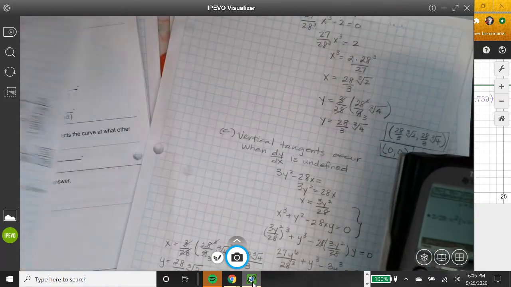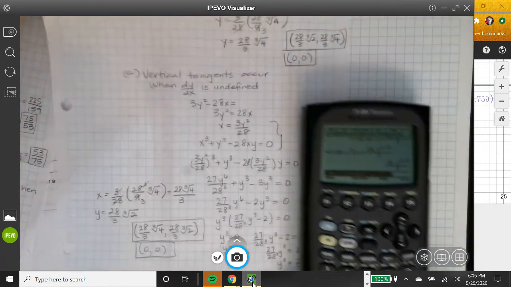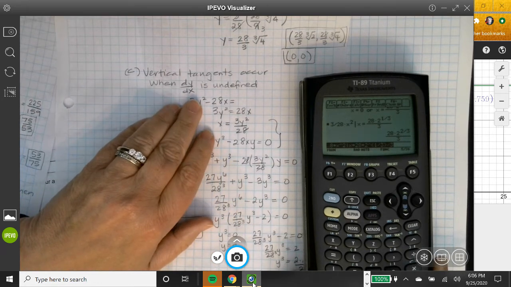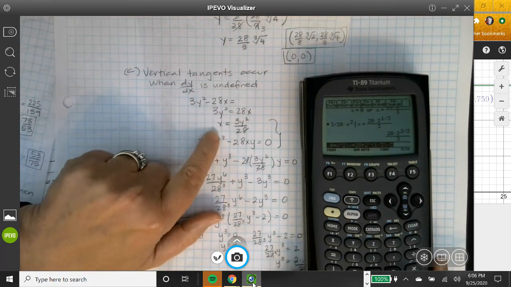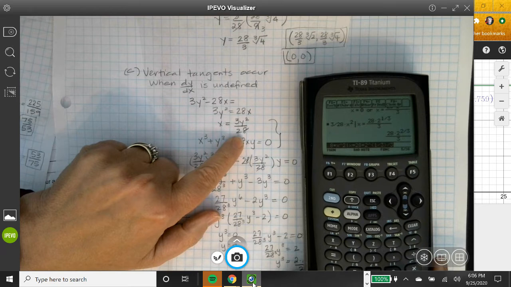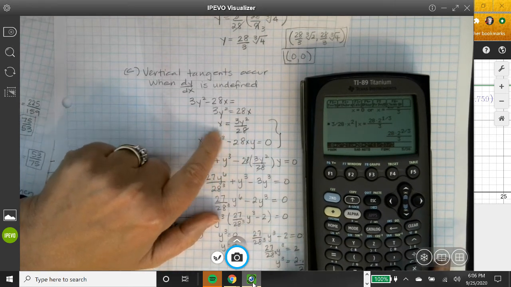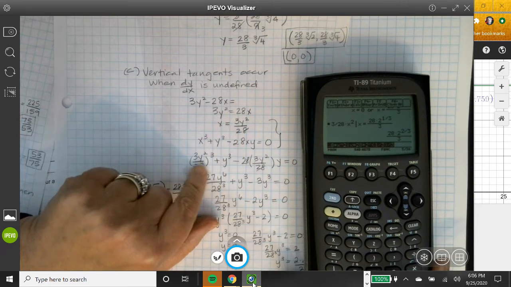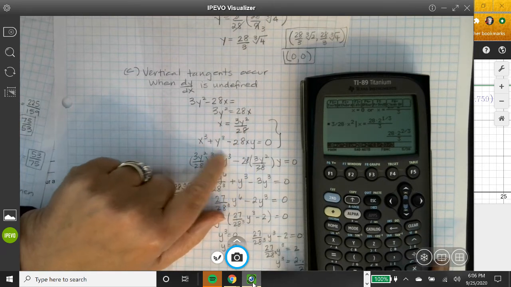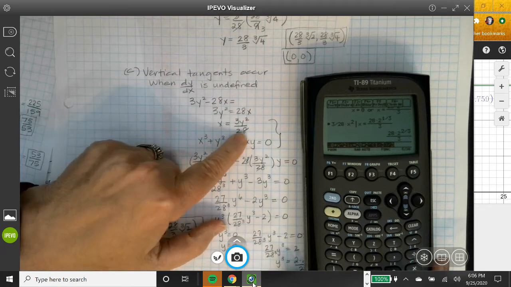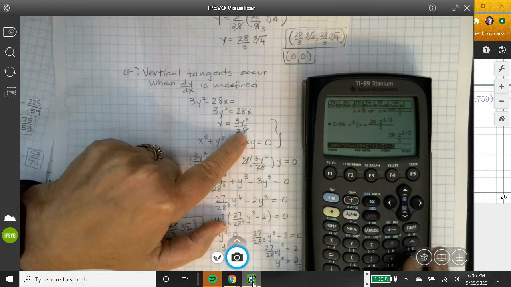Now let's find out where the vertical tangents occur. Well, the vertical tangents occur when the dy/dx is undefined. So we came up with this expression, x equals 3y squared over 28. So what are we going to do? We have a system here. And when I plug in for x, I get an equation full of y's, don't I? So I want to solve this equation for y when x is equal to this. So let's do that on the calculator.